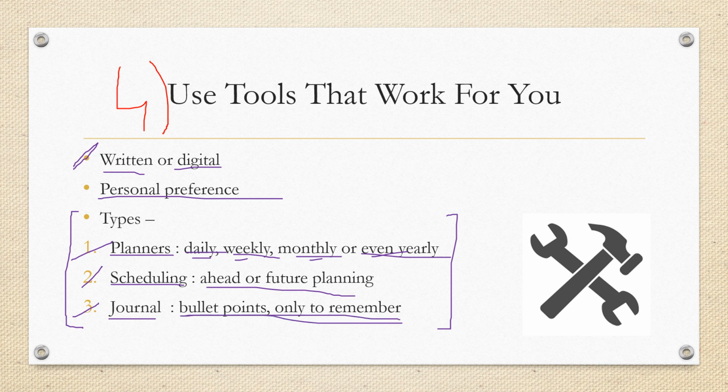As I had said, if you are a little lazy in writing unnecessary things, if you think this is unnecessary and it's wasting your time, you can go in for only bullet points that are only for you to remember. So these are some tools which you can use for yourself to have your time management up to a certain level so that you can get your academic work done.